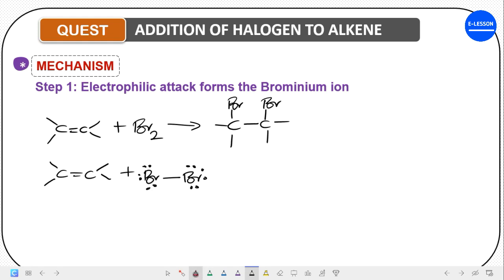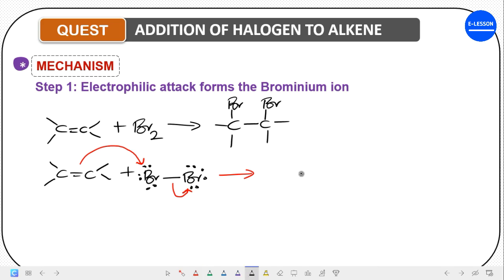Now, what do you think happens? We said this double bond here is a perfect nucleophile. If this double bond attacks this bromine, what do you think is going to happen? As it's coming to attack the bromine, this one here takes away the electron and then the bond breaks. This is going to form what we call a bromonium ion.